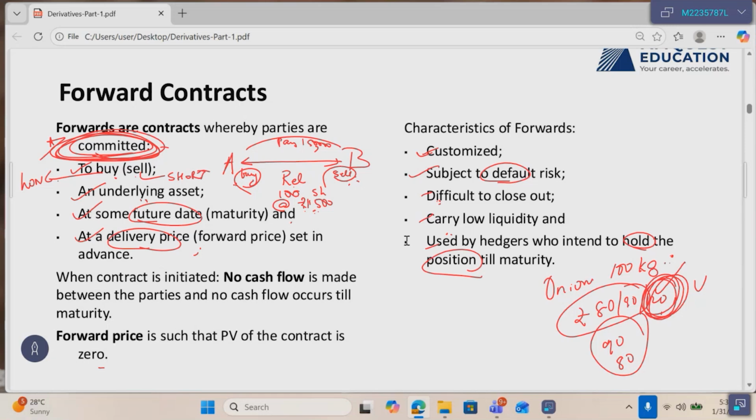Other contracts, we can close whenever you want. So a person who wants to hold will go forward. A person who wants to decide, I shall decide when to hold, when to remove, should go for a futures contract. Clear? Any questions? Yeah.